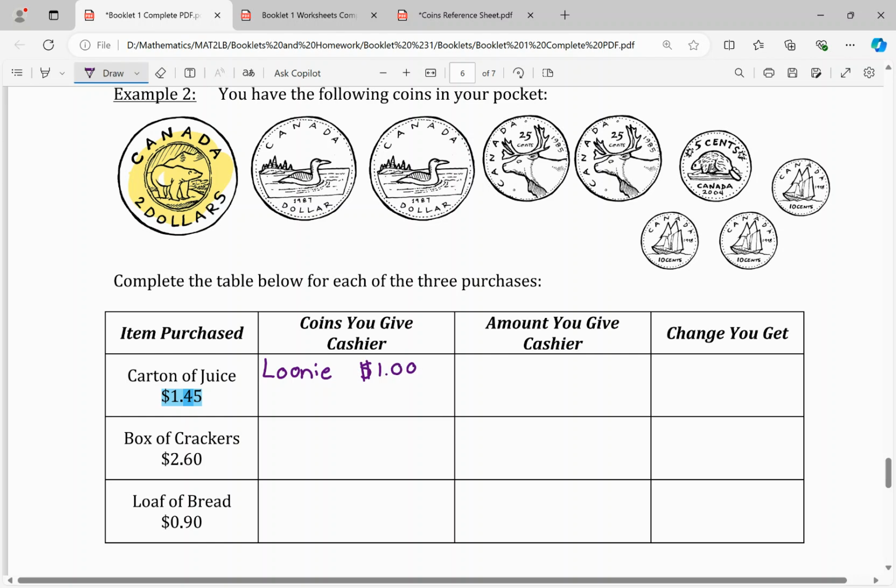Sure, I will use the quarter next. A quarter is 25 cents. Oops. A quarter is 25 cents. So let's highlight what we've used so far. We've used one loonie, and we've used one quarter, and we have $1.25.